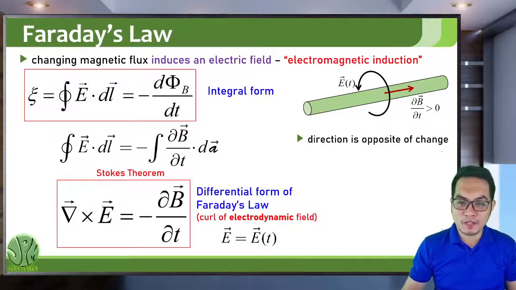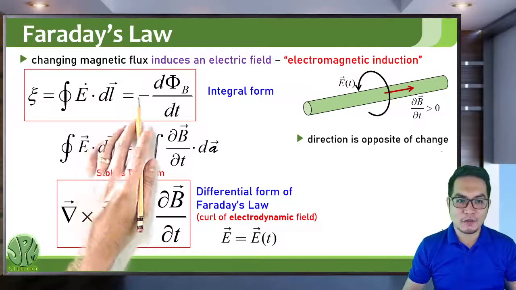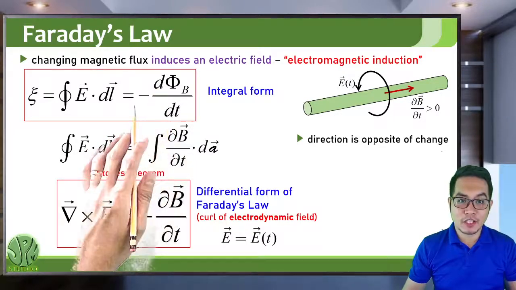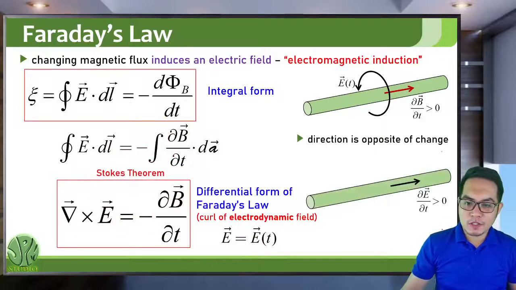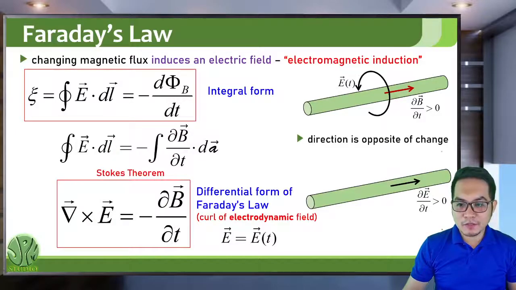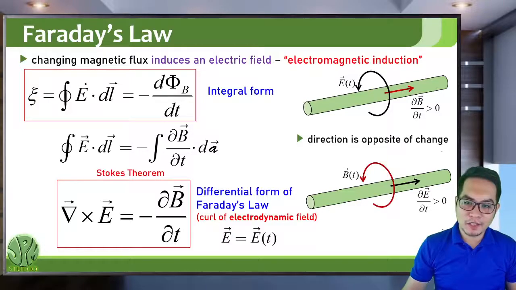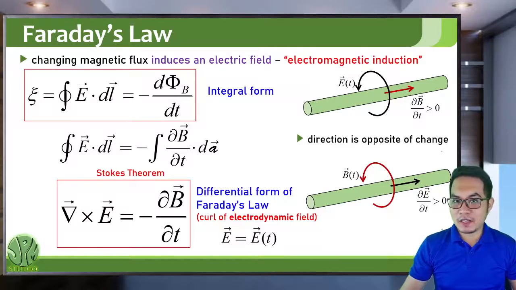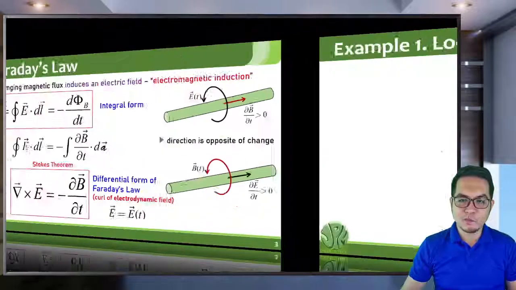You have learned most of that in your basic physics. The direction is always opposite of the change. This is what the negative sign means: negative means opposite, and derivative means change, so opposite of the change. Similarly, if you have a changing electric field, conversely, you will also have a changing magnetic field that is curling around your changing electric field. So that is basically electromagnetic induction.